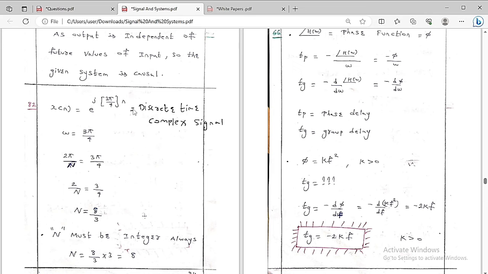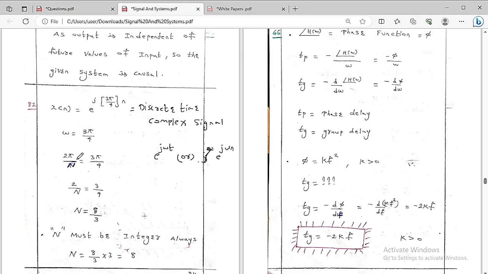You know the general format: e to the power of j omega t in the continuous time case, or e to the power of j omega n. This is the standard expression in the continuous time domain, and this is the standard expression in discrete time domain. By comparing, omega is nothing but 3 by 4. Omega, you know, is 2 pi by N in the discrete time case. Some books write 2 pi by N. Okay, 2 pi by N is equal to 3 pi by 4.